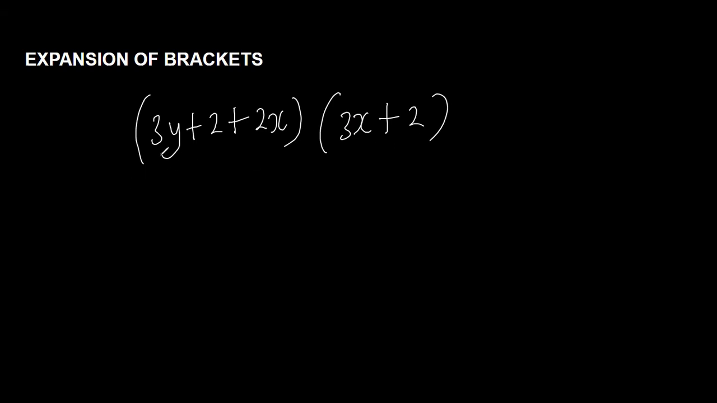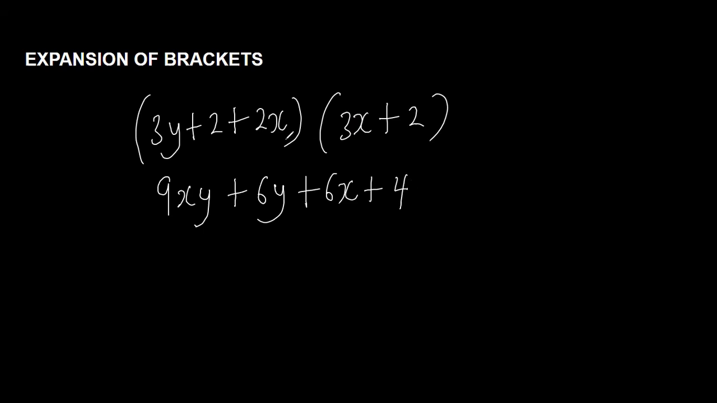So let's consider the first term here. We have 3y. Now 3y times 3x is going to give us what? 9xy. Then 3y times plus 2 is going to give us plus 6y. Then we have plus 2, all right, times 3x is going to give us plus 6x. We have plus 2 again times 2 is going to give us plus 4.